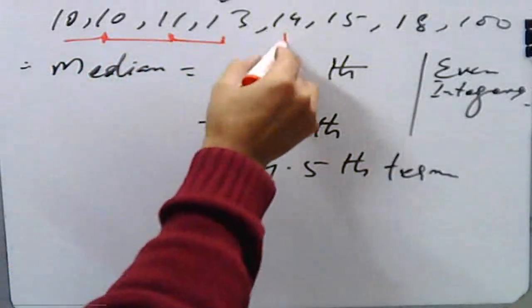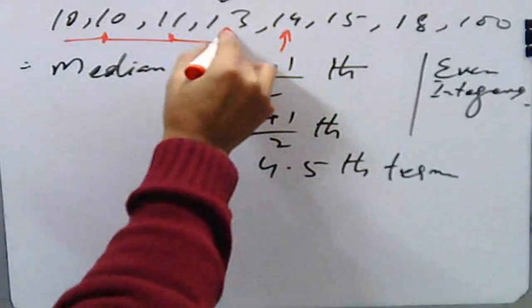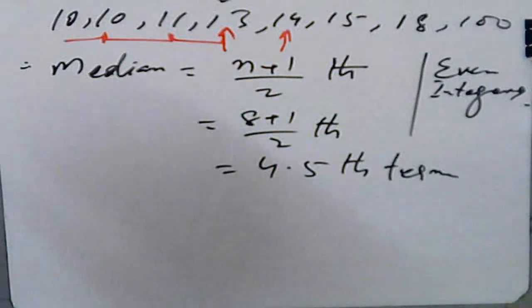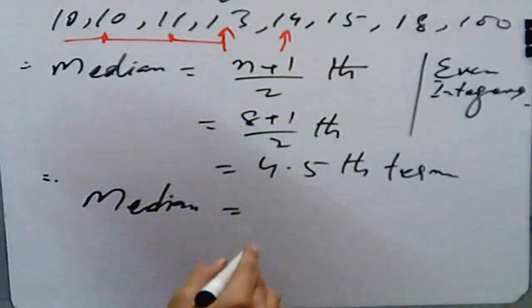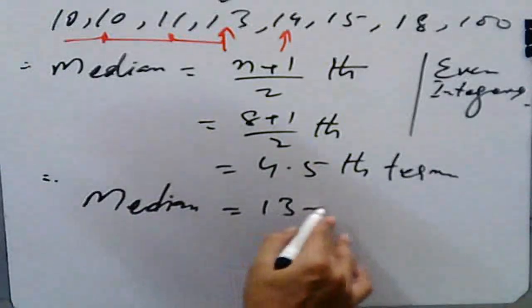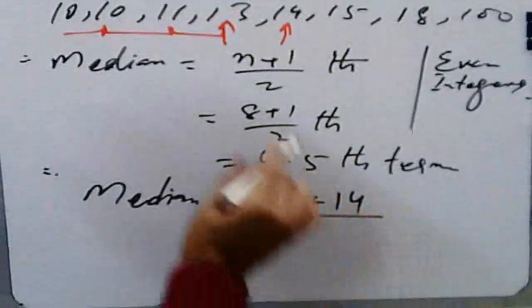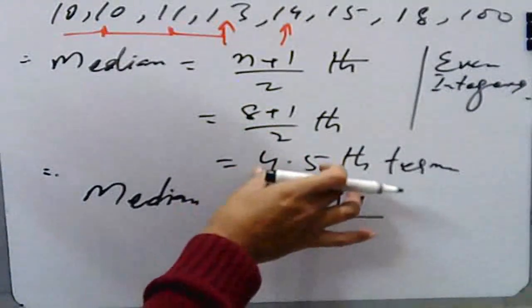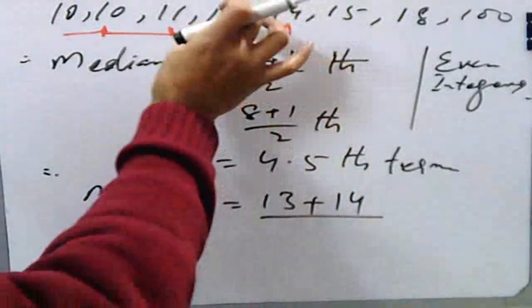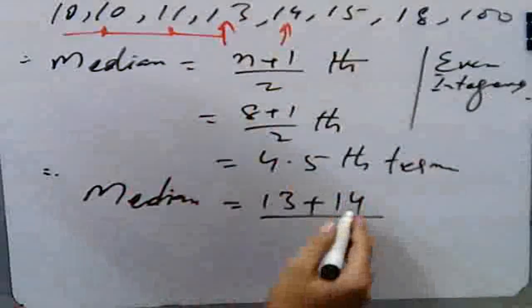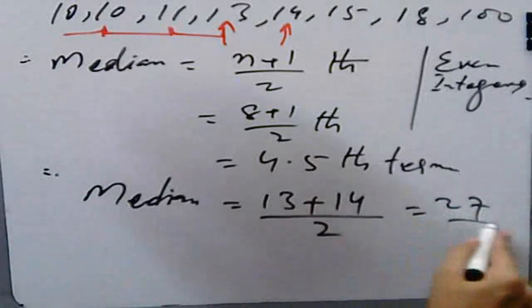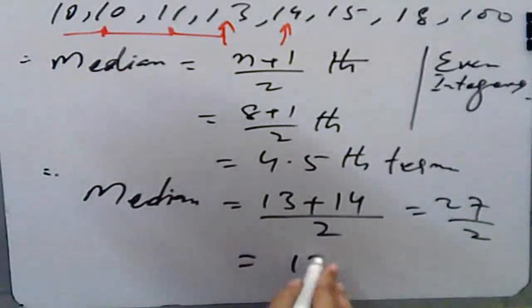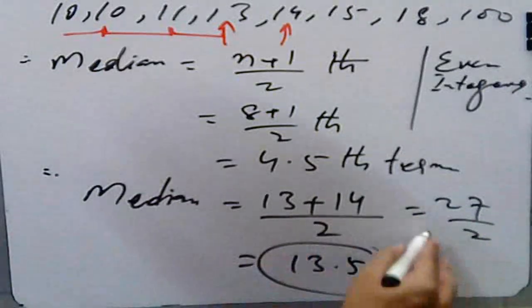So this term you can take and this term you can take. Find its mean. So therefore the median, that is the formula. How can we find the median? That is your 13th term and 14th one, that is your 4th and 5th term. Here in the given question, the 4th and 5th terms are 13 plus 14 divided by 2. You will get 27 by 2, so you will get 13.5 as your median. So that is your required result.